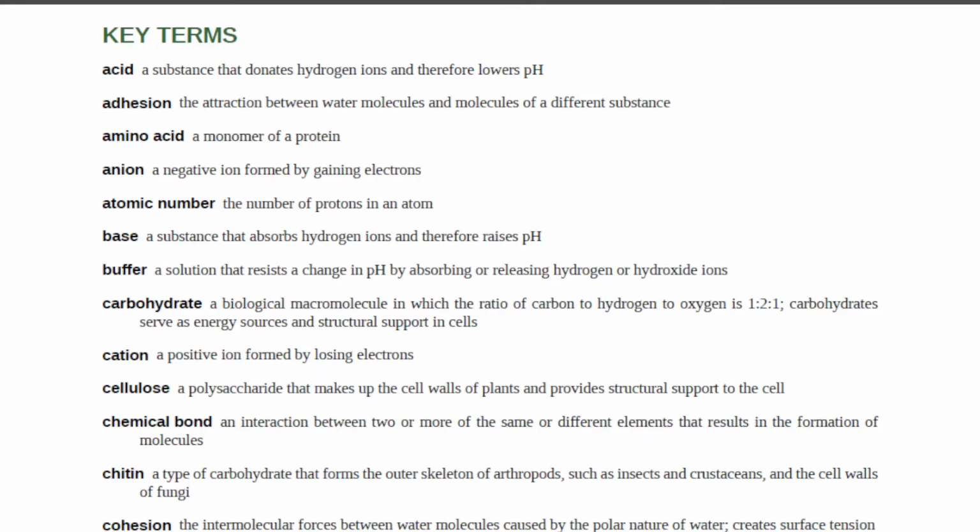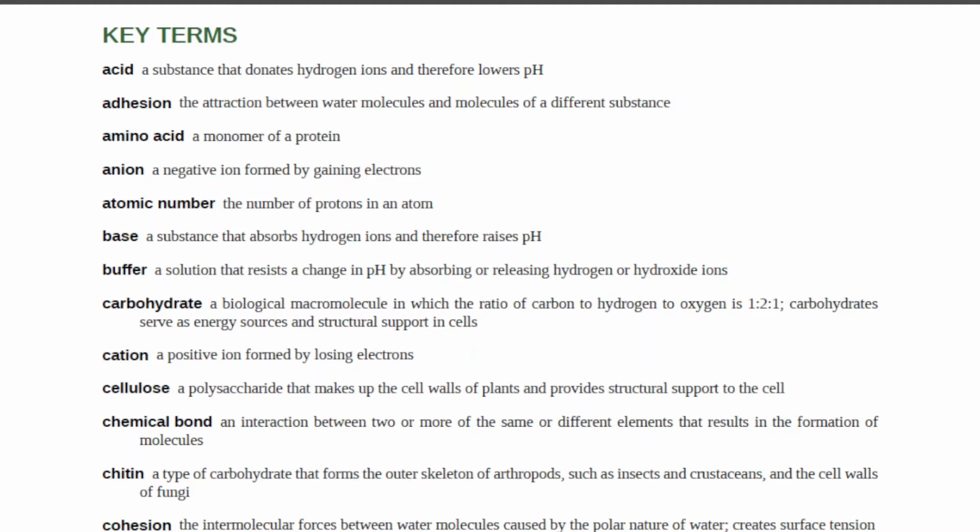Atomic number, the number of protons in an atom. Base, a substance that absorbs hydrogen ions and therefore raises pH. Buffer, a solution that resists a change in pH by absorbing or releasing hydrogen or hydroxide ions. Carbohydrate, a biological macromolecule in which the ratio of carbon to hydrogen to oxygen is 1 to 2 to 1. Carbohydrates serve as energy sources and structural support in cells.